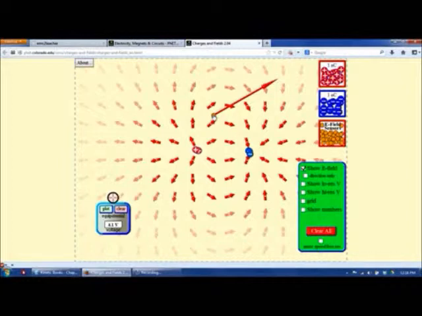So here's a clip from Bill Nye where he's explaining how a Van de Graaff generator works and demonstrating a little bit in Bill Nye style.